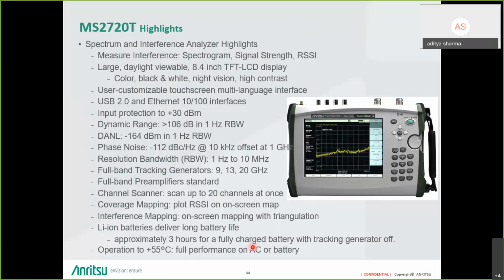Resolution bandwidth, it has a resolution bandwidth of 1 hertz to 10 megahertz. That means if signals are 1 hertz close to each other, it will be able to resolve those as well. It also has a tracking generator option. So if a customer wants to have a spectrum analyzer and do some component testing, like attenuator, filter testing or antenna testing, he can go for a tracking generator instead of going for a vector network analyzer. He can do all those measurements.